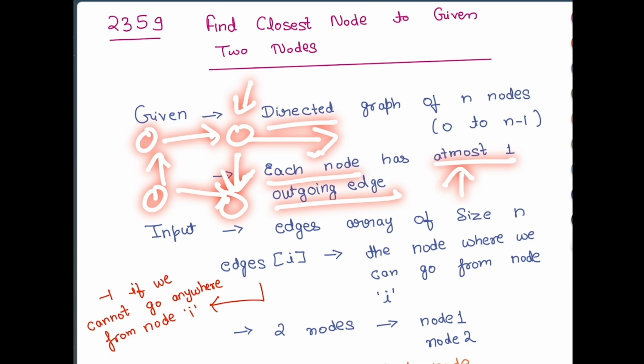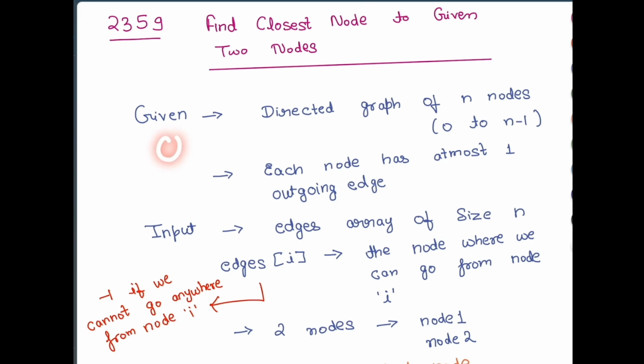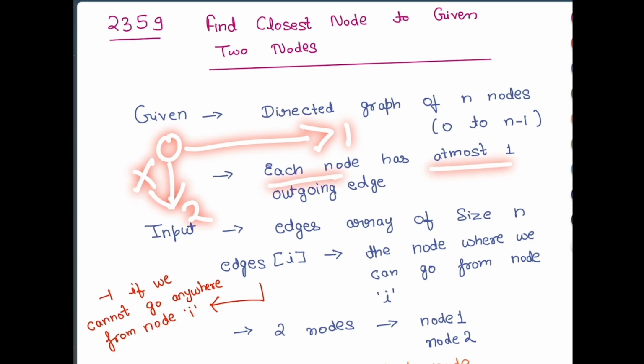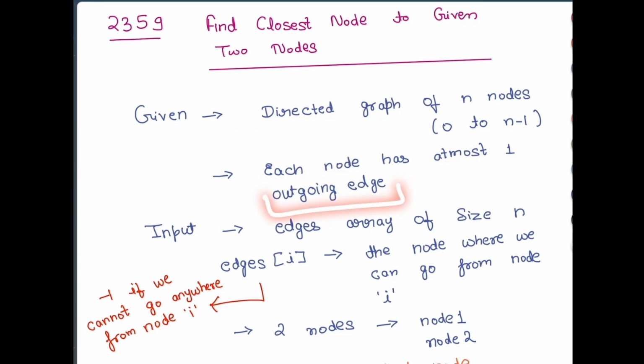So at most one means it might have an outgoing edge or it may not have an outgoing edge, which means that if you have a node 0 and a node 1, and if you go from 0 to 1, this is your outgoing edge from 0 to 1. Now you will not have another outgoing edge from 0 to, let's say, 2. This is not possible because each node is going to have at most one outgoing edge. So there is a possibility that there is no outgoing edge from a node, but if there is an outgoing edge, it will be at most 1.